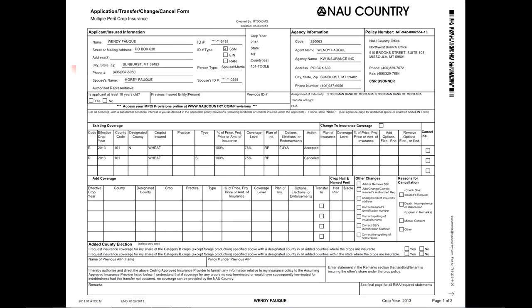Here's your application you probably received from us in the mail. As you can see, here's the crops that you had last year and what levels you were insured in. Up here is the main producer on your farm and your tax ID number for that entity. This might be a corporation instead of an individual, and this would be the last four of the EIN number instead of the social security number.